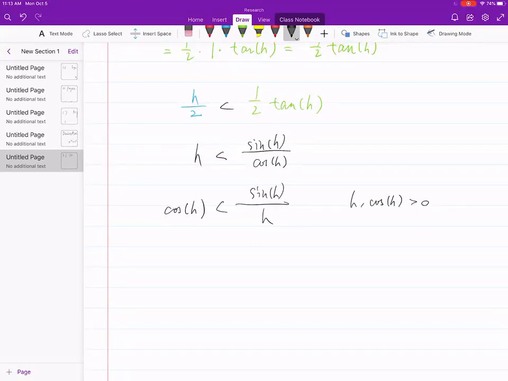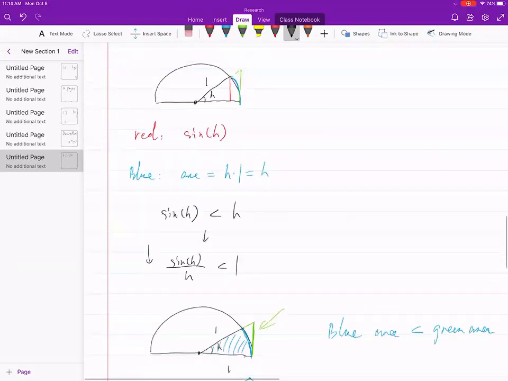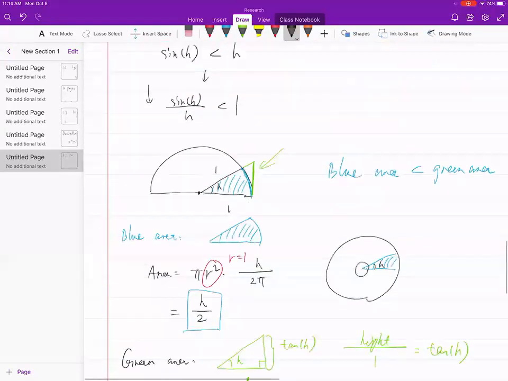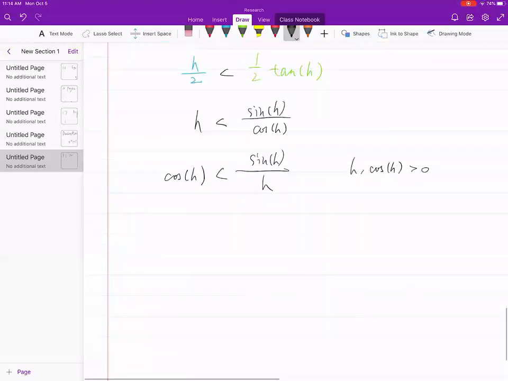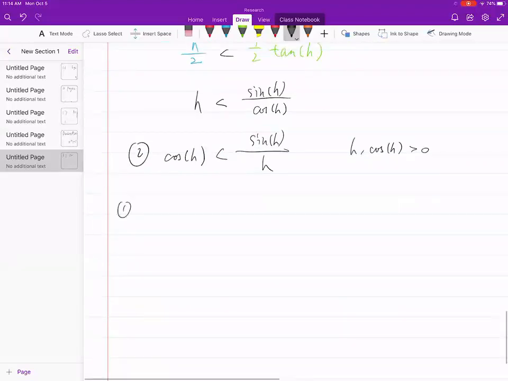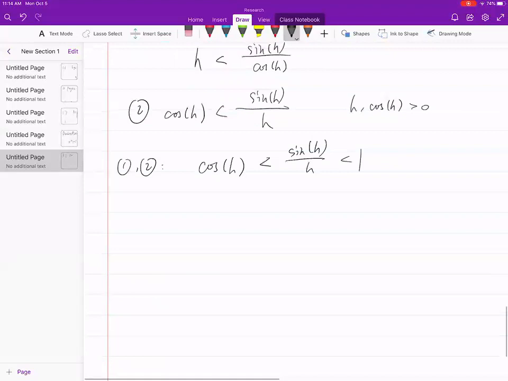Now let's put them together. We said this is number 1. Where is it? Sine h over h is less than 1. This is number 2. Sine h over h is bigger than this. Putting 1 and 2 together. Okay. Now remember, we want this. Then we should do the same on both sides.